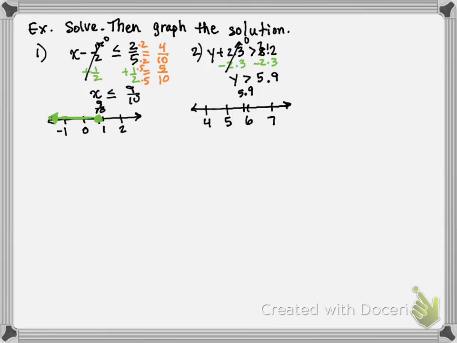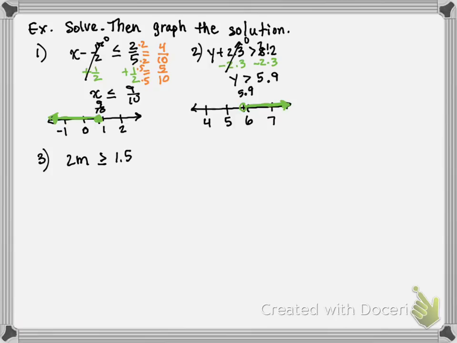Then I'm going to go ahead and, let's see, it's going to be an open circle because it says greater than, and then color to the right for greater than. Okay? All right, let's do another one. Just 2 more. Oops, sorry, I wrote 2 instead of 3. 2m ≥ 1.5.